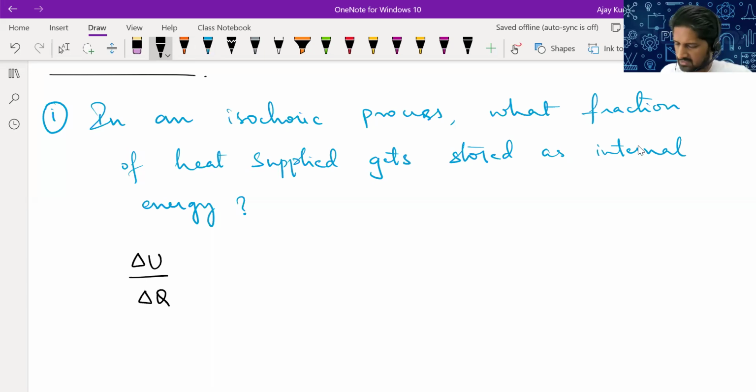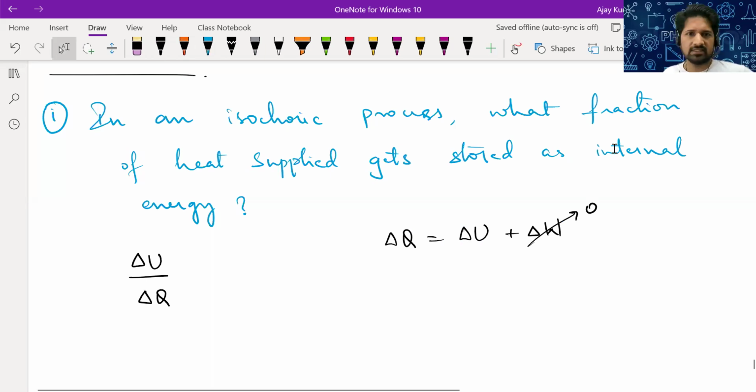And as you rightly said, using the first law of thermodynamics, since it's an isochoric process, work done is zero. So all the heat supplied gets stored as internal energy itself. So what fraction gets stored as internal energy? 1. Okay, 100%. What fraction gets converted to work? The answer will be 0. Okay, fine.